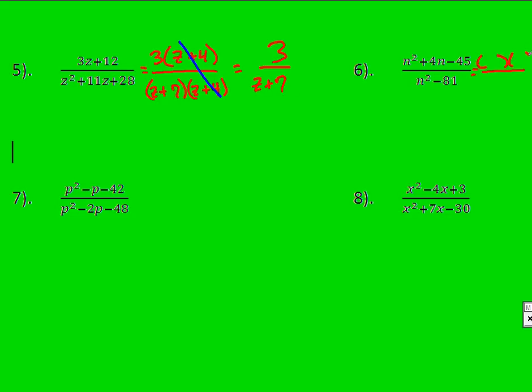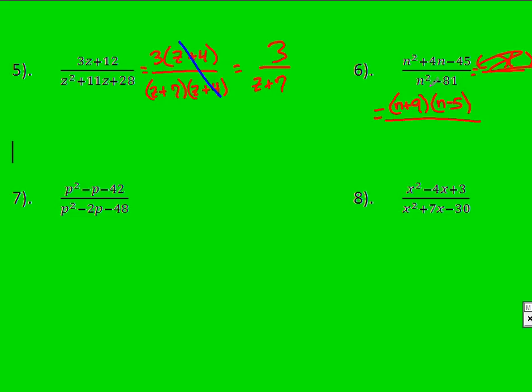So 2 sets of parentheses. Let me get some more room. Let me put it down here. 2 sets of parentheses up top. What multiplies to 45 and subtracts to 4? That's going to be 9 and 5 with an n in each. Bigger number gets the sign in front. Positive times what gives you negative? It'll be a negative. On the bottom, this is a difference of squares.